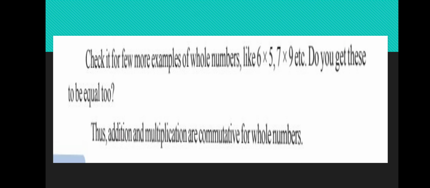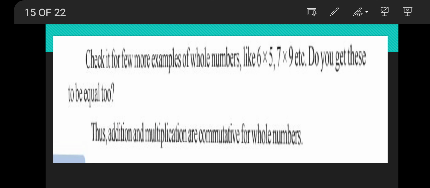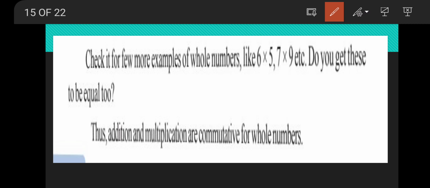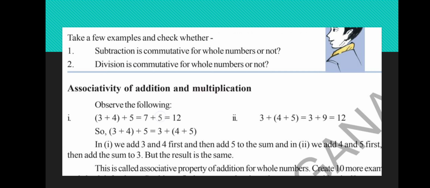That property is called commutative. So check a few examples. 6 into 5 is 30. Reverse it, 5 into 6 is also 30. So do we get the same result? Yes. So by that we can say that addition and multiplication are commutative for whole numbers. First closure came, next commutative. Both in multiplication as well as in addition, the whole numbers are closed and commutative.